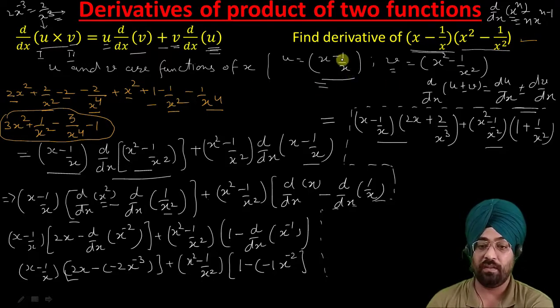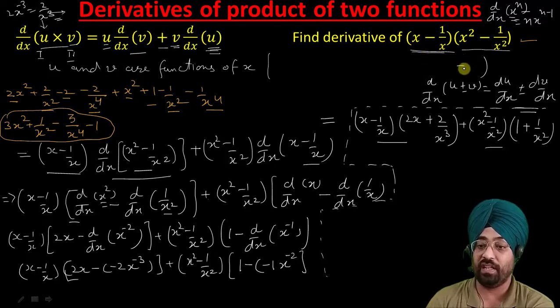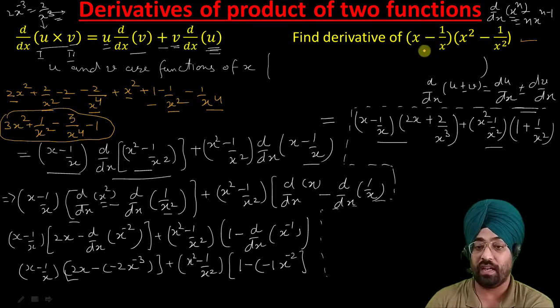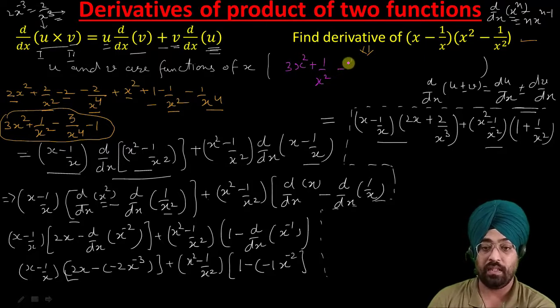It was quite easy. Here we took the help of this formula, dy by dx of u cross v. So with this example you might have learned how to apply this formula. It is a very important formula in derivative. Please try to use it as much as possible, then you will do practice with it and feel comfortable with it. It is actually quite easy. So our answer is 3x square plus 1 by x square minus 3 by x raised to the power 4 minus 1.